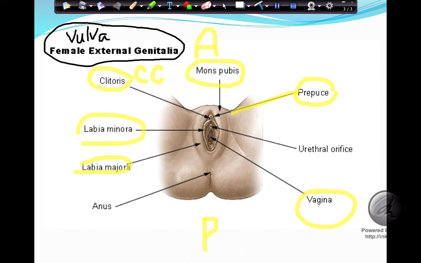So reading along with the Word document, that covers this external slide. So now what I'm going to do is erase this. Let me get my large eraser out, and we'll move on to the internal anatomy.